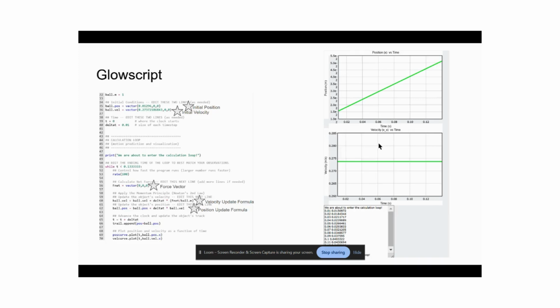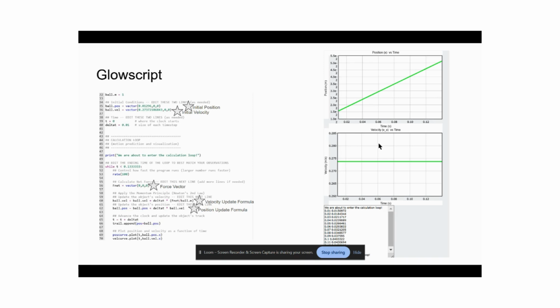Now in the GlowScript model, we can see that we have defined our initial position, velocity, and force vectors with the starred marks. We input the values we found as initial in the Tracker model and let the computation run to see where the expected position would be in the end. This computational model works by using the position update and velocity update formulas and iterating these equations over short time intervals to find new positions and new velocities. These formulas are marked with stars here. In the program, we have set it to run iteratively every 0.01 seconds and to go from 0 until 0.133 seconds, which is the final time of the marker in the Tracker data.